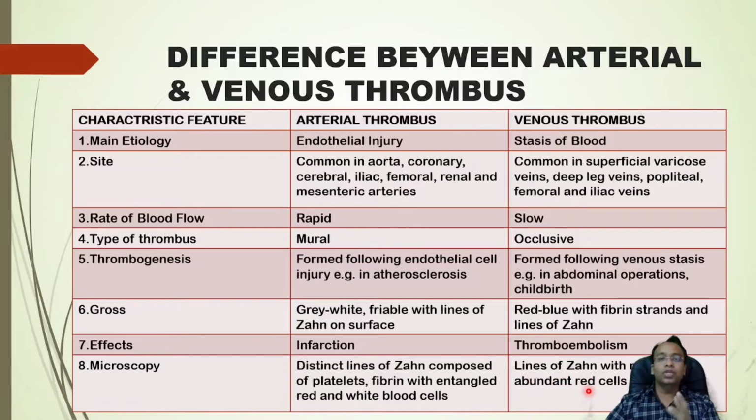Venous thrombus is usually congested, lots of RBC is present. And as we have discussed, because of arterial thrombus, the effect is infarction in the affected organ. While here there will be embolism, right? From the deep vein thrombosis, it will travel to the pulmonary circulation, and that is known by the name pulmonary embolism. So the main effect in venous thrombus is embolism, while the main effect in arterial thrombus is infarction.